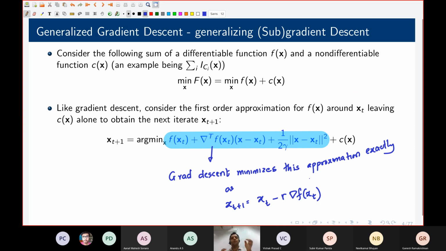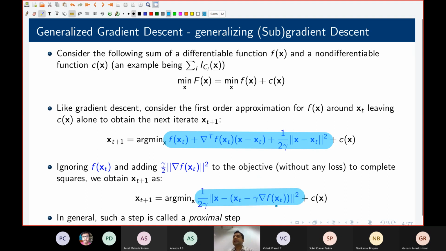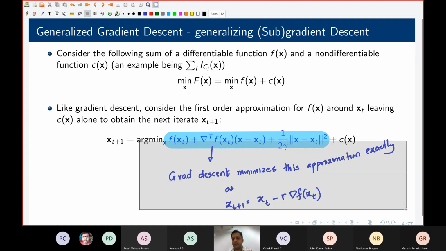We can verify that. But now what we have done is we said, we're going to use the first order approximation for f(x), and we're going to leave c(x) as it is. So what does that lead to? We also said that this can be reformulated, with the first component rewritten as a squared difference between the gradient descent iterate and the new point x. If this was the only component, the new point x would be exactly the gradient descent iterate which we had in the previous slide.